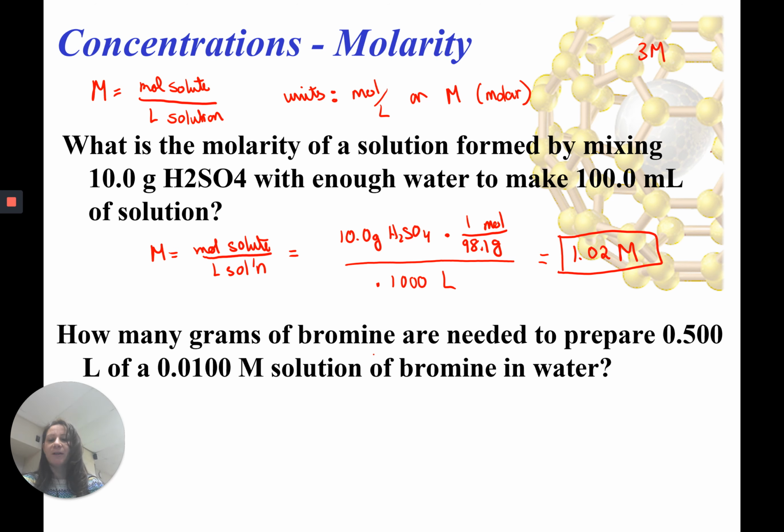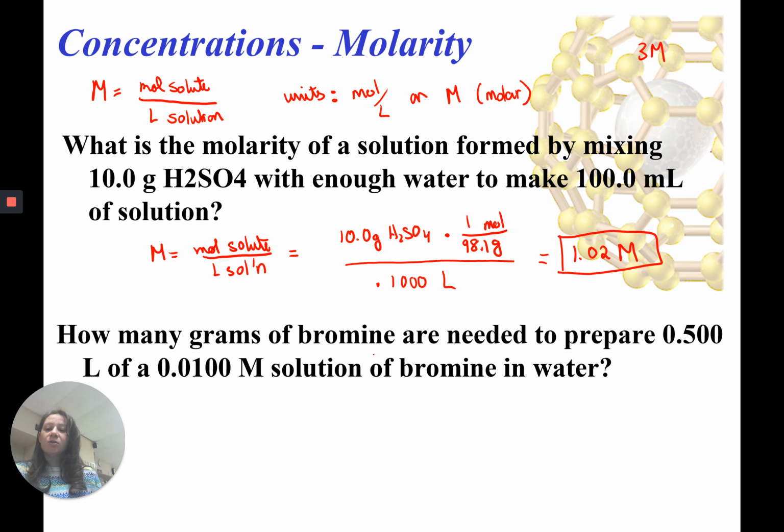Let's try another one. It says, how many grams of bromine are needed to prepare 0.5 liters of 0.01 molar solution of bromine in water? So this one's a more realistic question. When I'm doing a lab, let's say I need to make 1 molar copper sulfate solution for you, and I need a liter of it. Well, I want to know how much of my solid to mass so that I can make a solution for you.